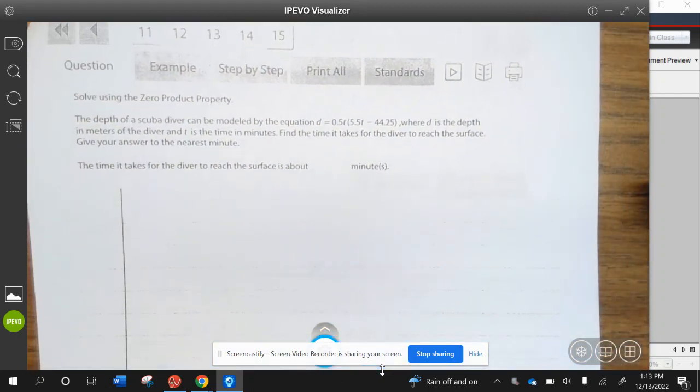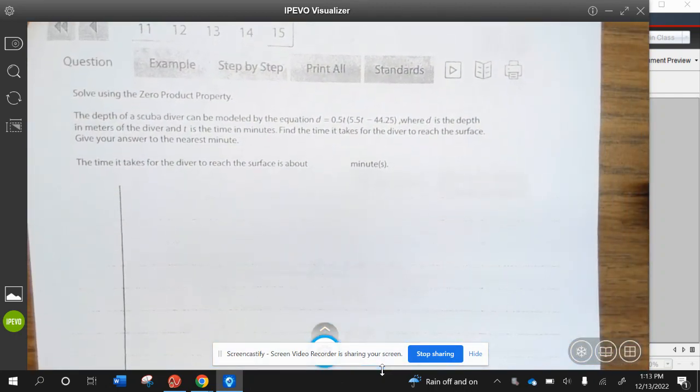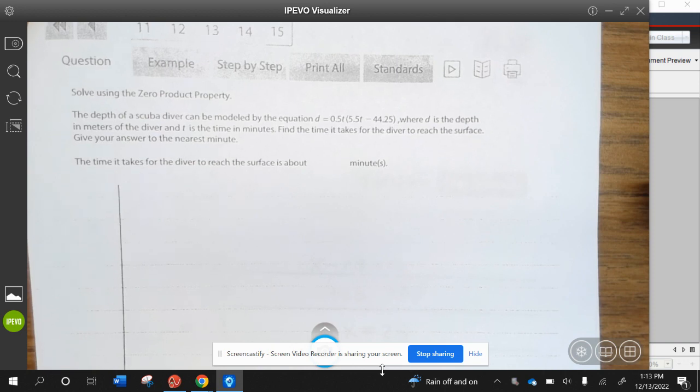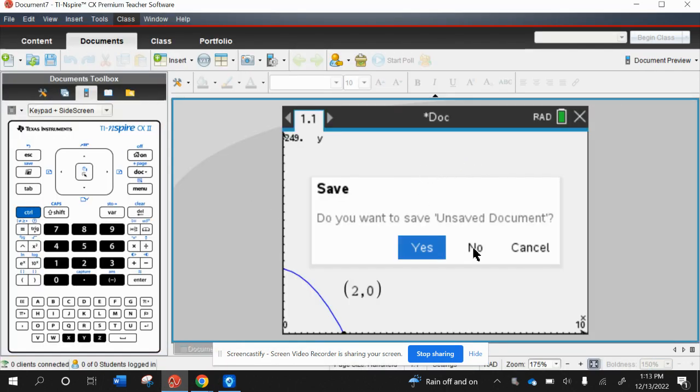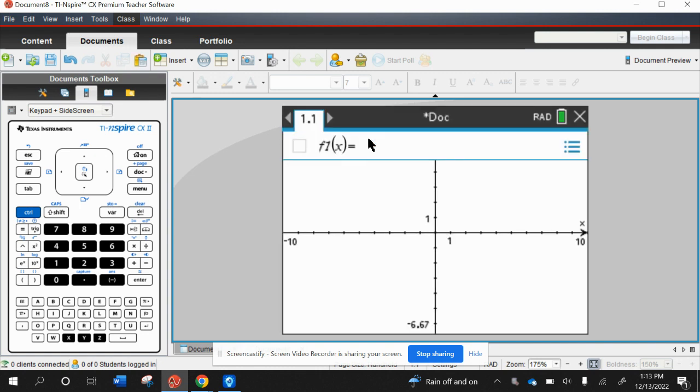All right, the depth of a scuba diver can be modeled by the equation d equals 0.5t, parentheses 5.5t minus 44.25, where d is the depth in meters of the diver and t is the time in minutes. Find the time it takes the diver to reach the surface. All right, so again, we're going to graph that. So on, new document, no, add graph.